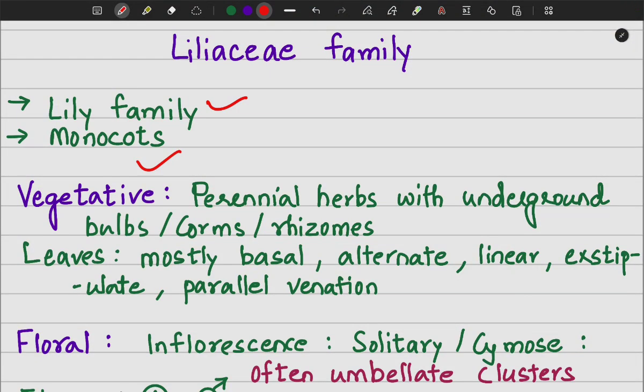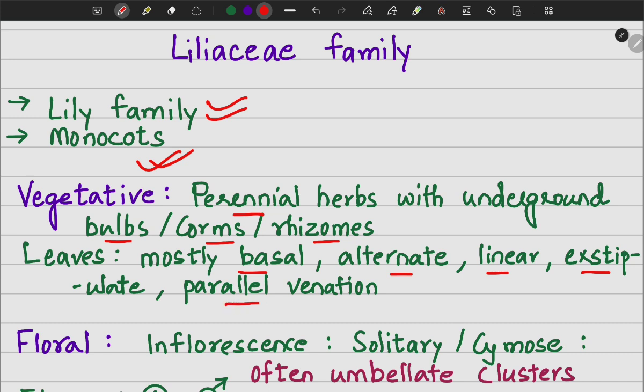In this session, we are going to study about the Liliaceae family. So this family is also known by the name Lily family, and the plants are mainly monocots. If we talk about the vegetative characters, then the plants are perennial herbs with underground bulbs, corms, and rhizomes. The leaves are mostly basal, alternate, linear, exstipulate with parallel venation.